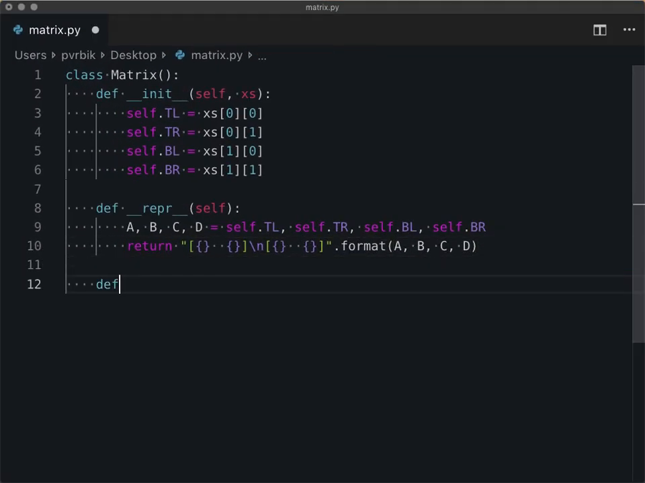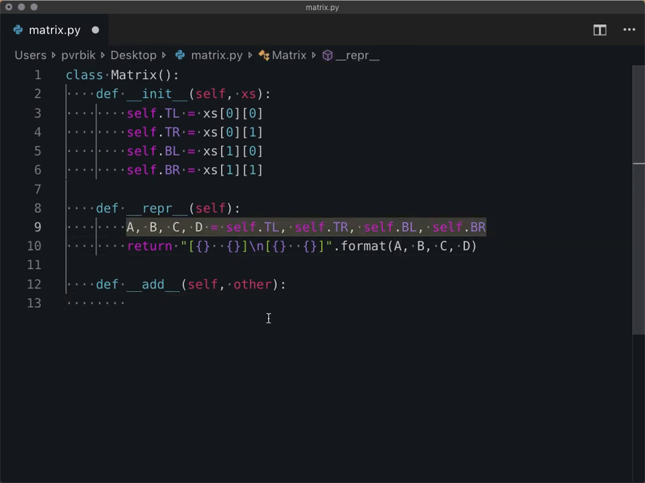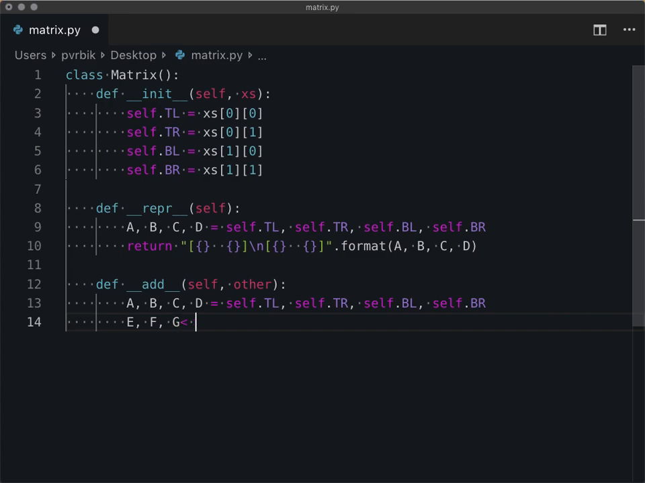Let us do the addition. Self, another, right? You need two objects for this guy. So how do I add these things together? You just add the individual elements like this. Yeah, something like that. Sensible. It's called pointwise addition. It's the easiest of them all. So I'm just going to grab this line, E, F, G, H.